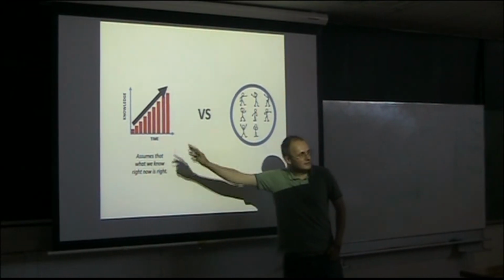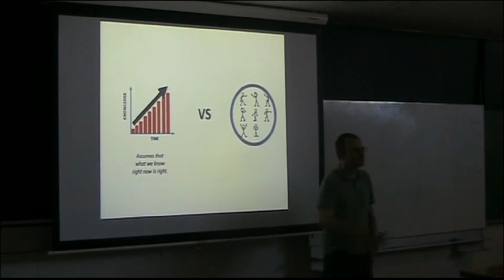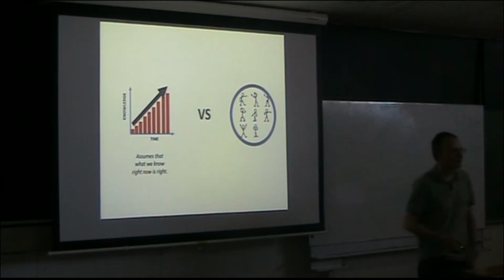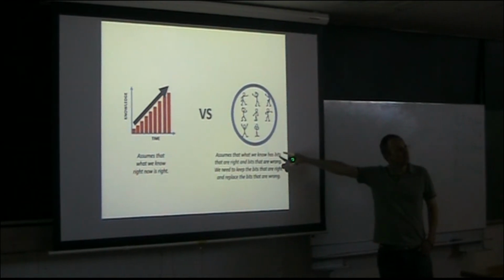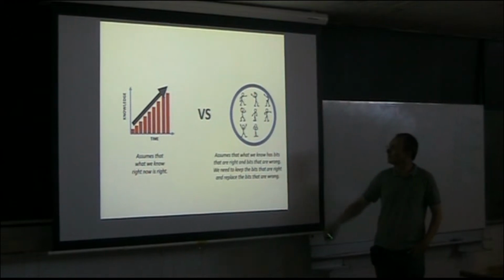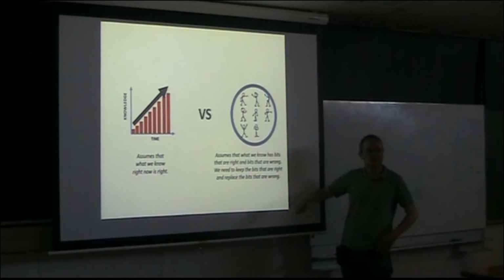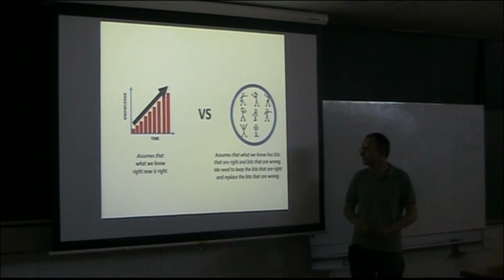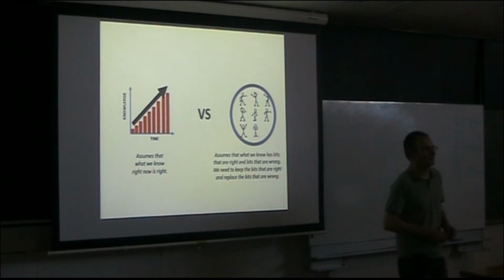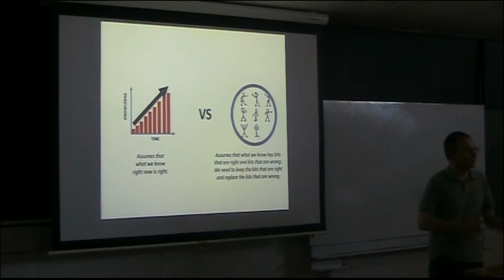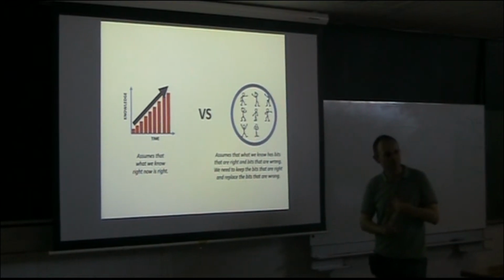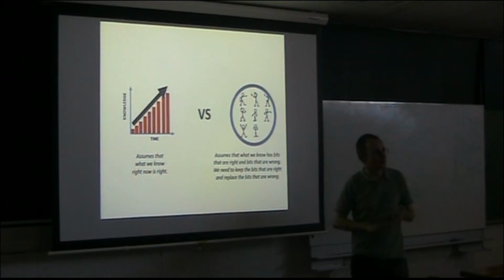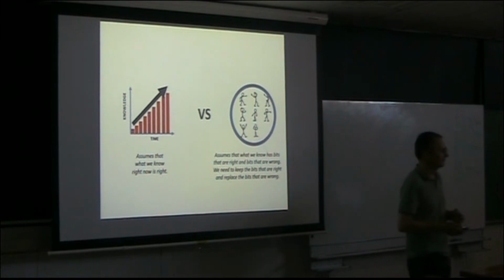So the other problem with this is that it assumes what we know right now is right. Whereas if you think in this way, for those at the back, it's probably a bit small font, it assumes that what we know is bits that are right and bits that are wrong. We need to keep the bits that are right and replace the bits that are wrong. So we've got to reinforce what we know is right, figure out what is right and what is wrong, and get rid of the bits that are wrong.